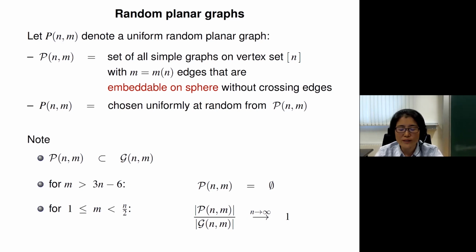This was trivial so far, but nevertheless, it tells us that in order to say anything sensible or interesting about the properties of a random planar graph, it is enough to focus on the case when m is between n over 2 and 3n. In other words, when the average degree is between 1 and 6. 2m over n is the average degree.